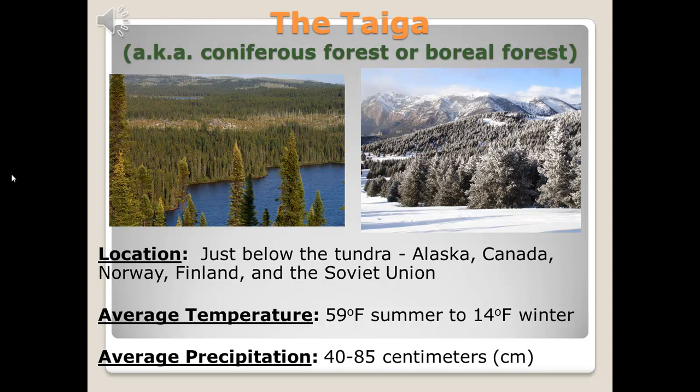The average temperature is 59 degrees Fahrenheit in the summer and approximately 14 degrees Fahrenheit in winter. The average precipitation is 40 to 85 centimeters. Please take a moment to record the average temperature and average precipitation in your data table.